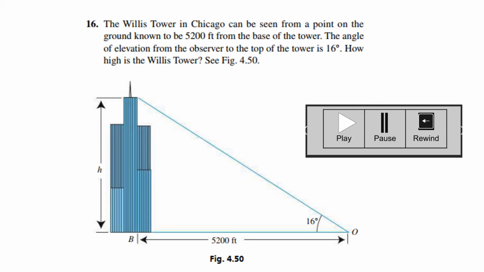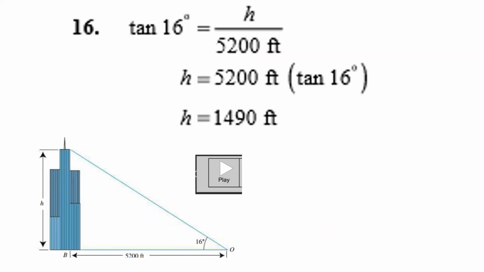Let's see how you did. Not too bad. The tangent of 16 degrees has to be h, which is the height, over 5,200. And you solve this by multiplying both sides by 5,200 and using your calculator. You get h is 1,490 feet. Let's do another problem.